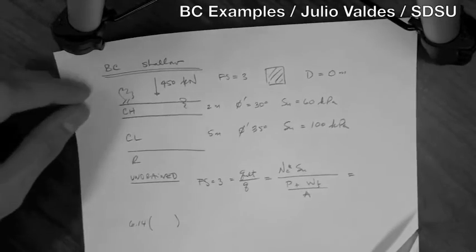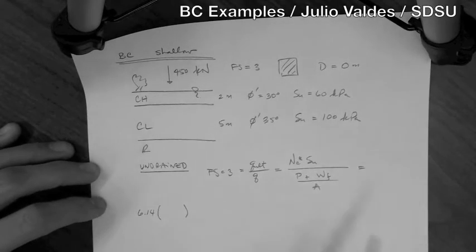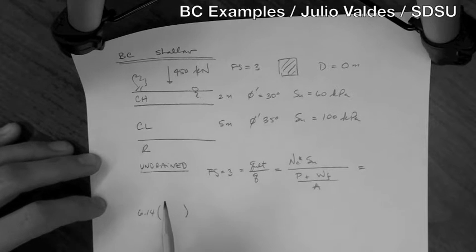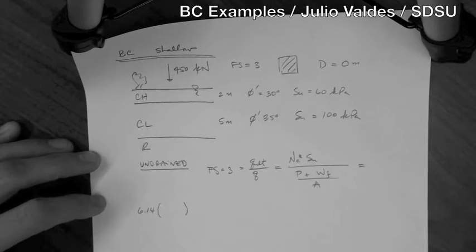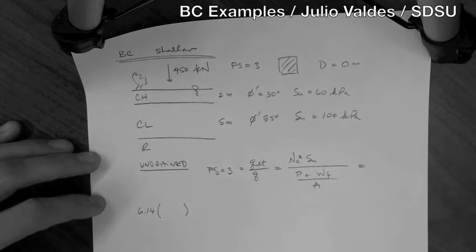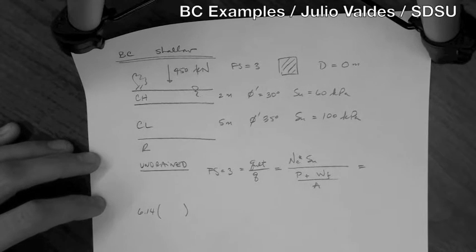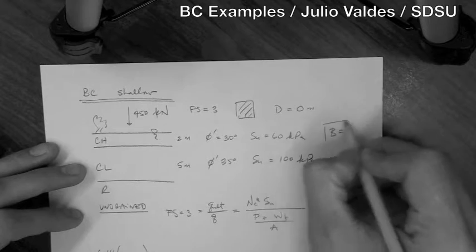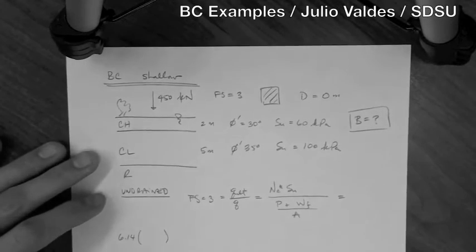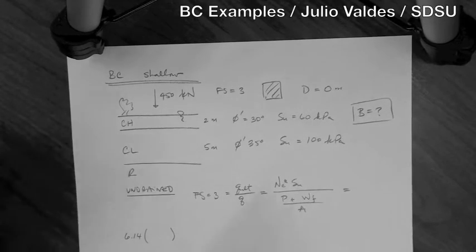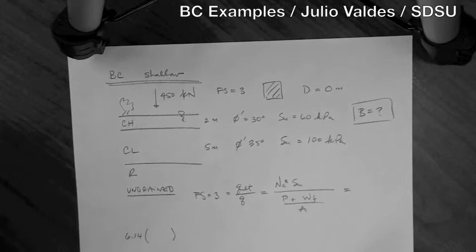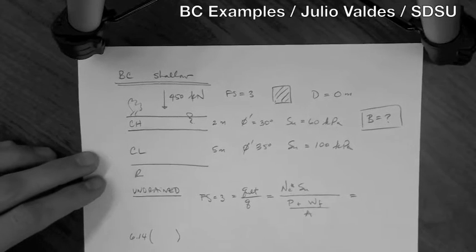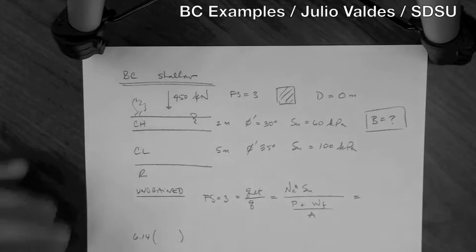Well, it should be the SU that is a weighted average over the influence zone. But we don't have an influence zone because we don't have B. So we're trying to get B. That's the whole point, right? I mean, let's just write it here. That's the whole design. So in this case, we have to assume a B or guess a B and see if that works, like we did in class.